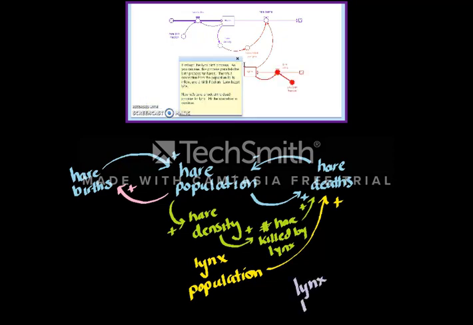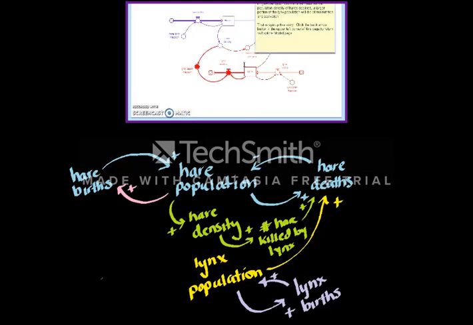I continue on with my model. The next thing it reminds us is that our lynx population is affected by our lynx births. If we have more births, then we're going to have a bigger population. So there's a plus. If our population is bigger, that means there's more lynx to reproduce. So I'm also going to draw an arrow there with a plus.